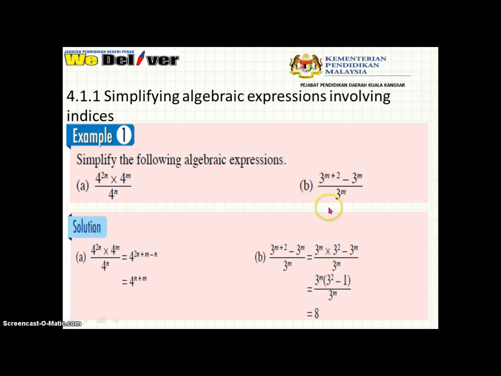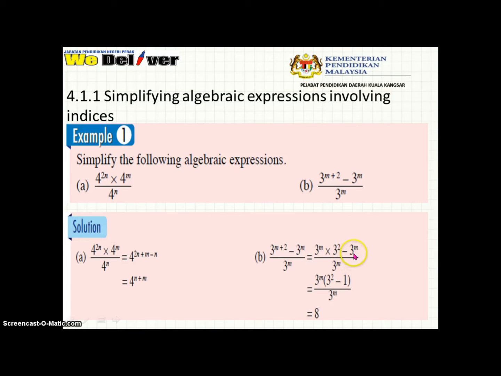3 to the power of m plus 2 minus 3 to the power of m, divided by 3 to the power of m. Okay, so 3 to the power of m plus 2 we can write as 3 to the power of m times 3 to the power of 2. Okay, so this one is the first law. Minus 3 to the power of m divided by 3 to the power of m.